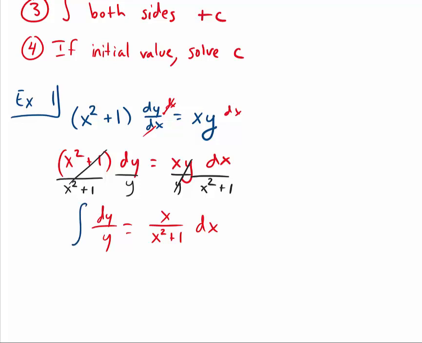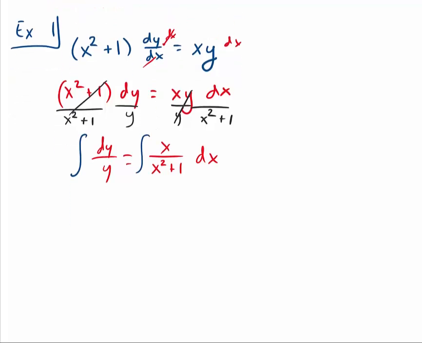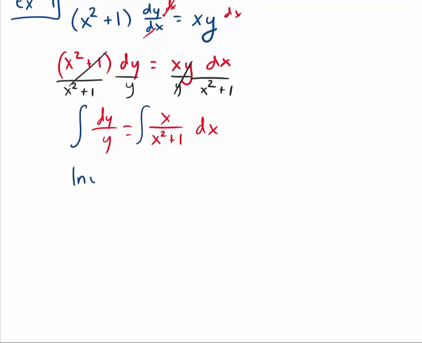Then our next step is going to be to take the integral of both sides. The integral of dy over y is ln of y. Technically it's plus c, but we're not going to really worry about this plus c because we're going to have a plus c on the other side. For this integral, we're going to have to do a u substitution. u is x squared plus 1. That makes du 2x dx. So I do have the x dx part. I need to add in a 2 or multiply by 2, which means I need to multiply by 1/2.